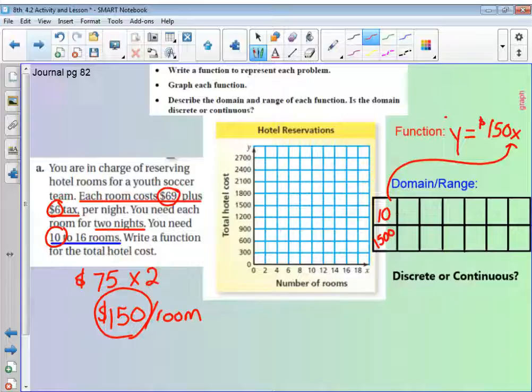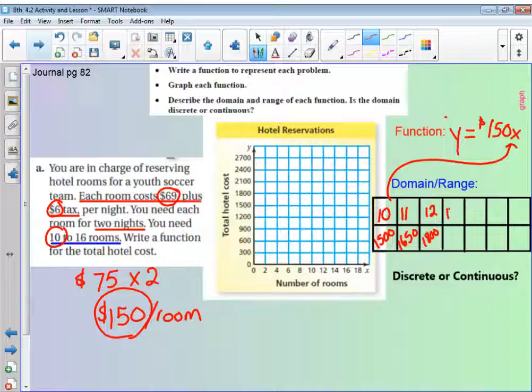Okay, so we might need 11 rooms. So we're going to do 11 times 150, and when we do that, we get $1,650. You're creating the same table underneath of your graph on page 82. Maybe we need 12 rooms. It's just going to depend. We need to make sure that we have the right number of rooms. So 12 rooms times $150 is going to give me 1,800.